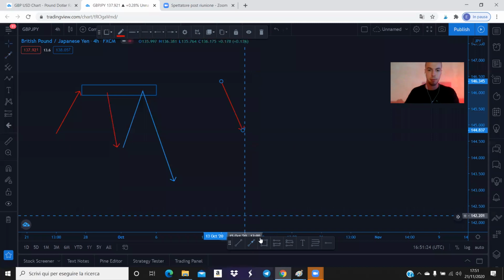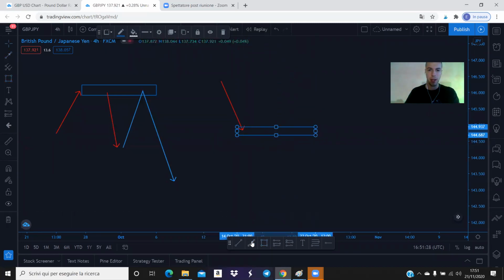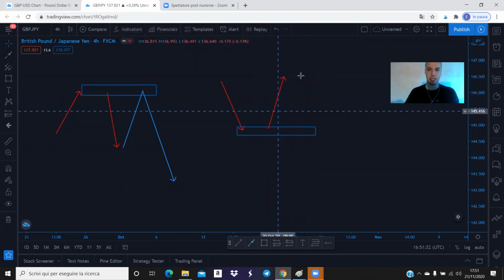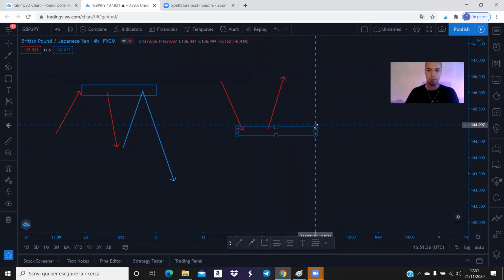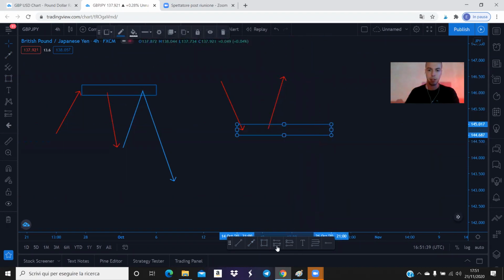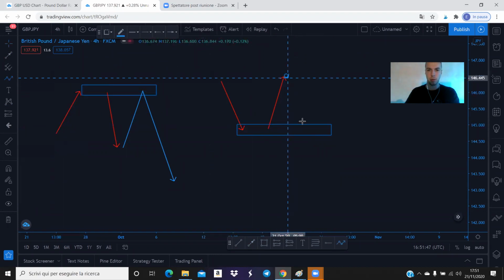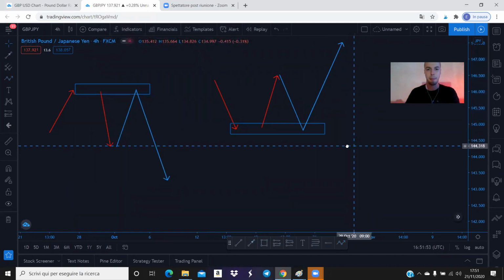Then you have the drop base rally. And of course, to become a demand, this needs to be a big push, an impulsive move. And then finally, you have your retracement, continuation, and finally, your very successful trade.